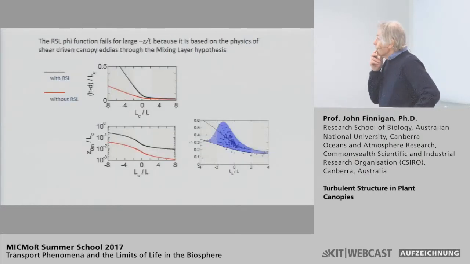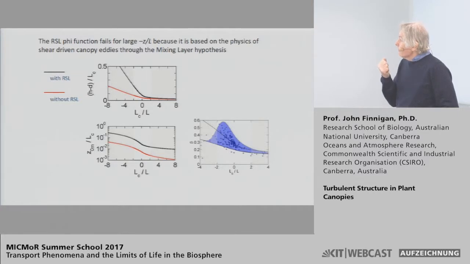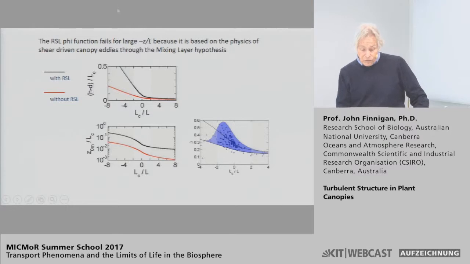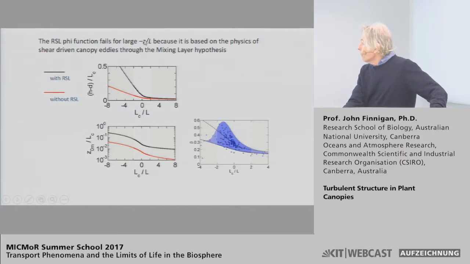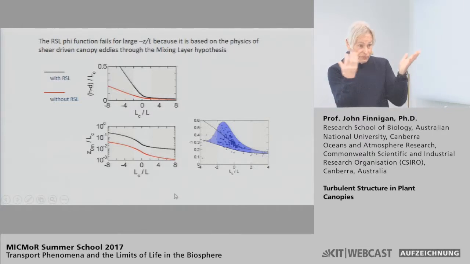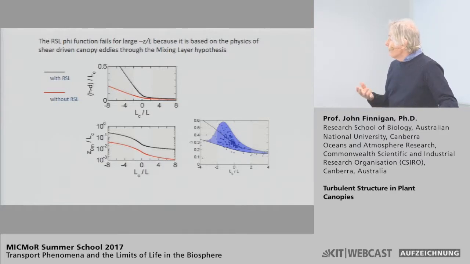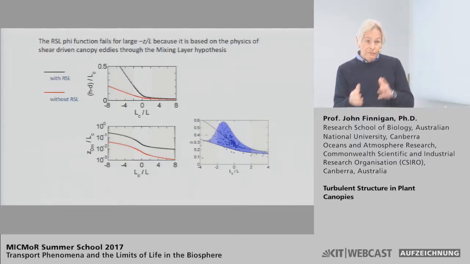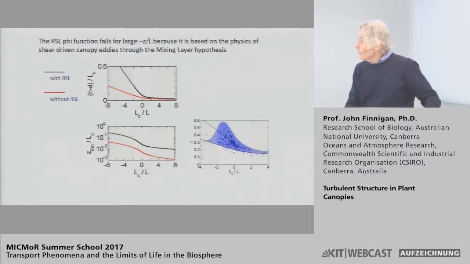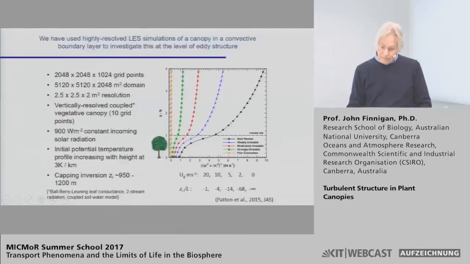And the problem is that this roughness sublayer phi function, this function which corrects for the extra mixing, fails for large negative z over L because it's based on the physics of shear-driven eddies, as you've just seen. But when things get very unstable, these shear-driven eddies might not be the dominant thing. It also fails when things get very stable. And if we've got time, we'll just have a quick look at that right at the end.